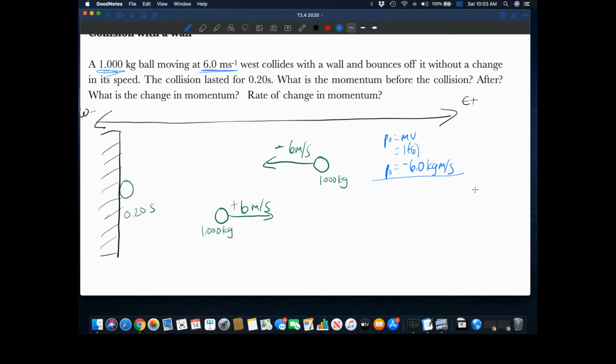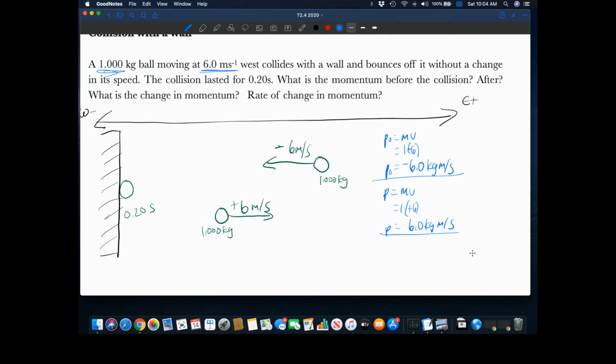What is the momentum afterward? Well, the momentum afterward is going to be that same 1.00, but it's plus 6. So it is 6.0 kilogram meters per second. So that is the momentum after the collision.